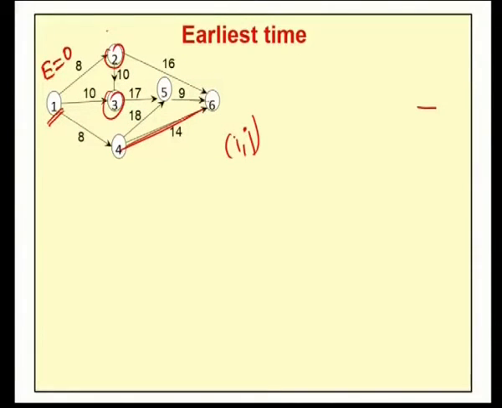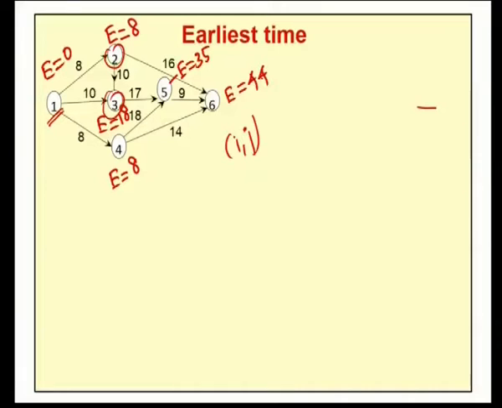For node 2, our earliest time is 8. For node 3, the earliest time is 18. For node 4, the earliest time is 8. For node 5, the earliest time is 35, and for node 6 the earliest time is 44. So, in a network diagram, for all nodes we compute the earliest time.